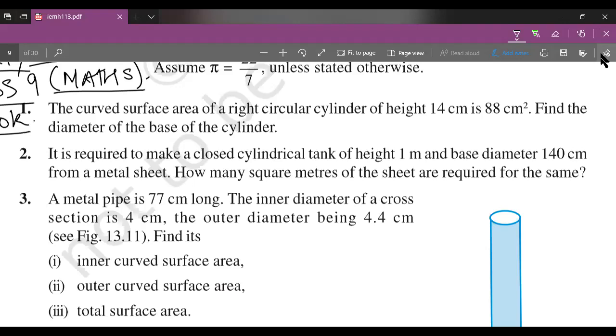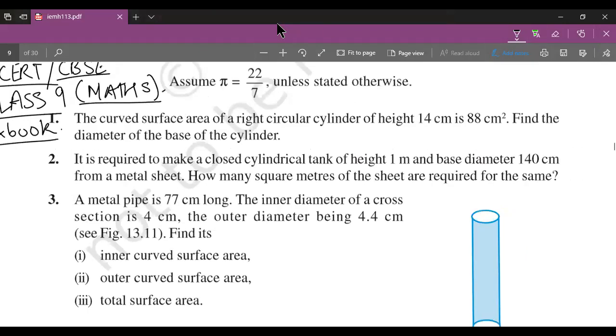Okay, so the first question, I'll minimize it a little and we'll change the color to something like green. The curved surface area of a right circular cylinder of height 14 centimeters is 88 centimeters square. Find the diameter of the base of the cylinder. Whenever you see any problem in surface area and volume, all you have to do is draw a figure. If you draw a figure, you'll understand the dimensions. And the second thing you do is apply the formula.